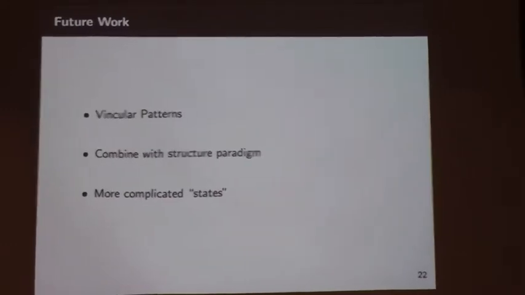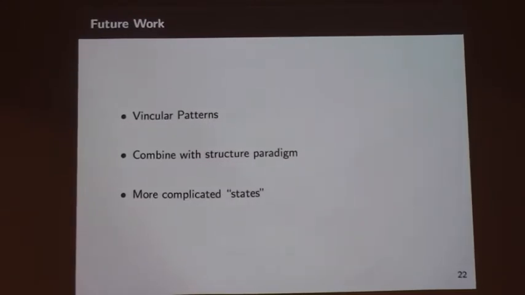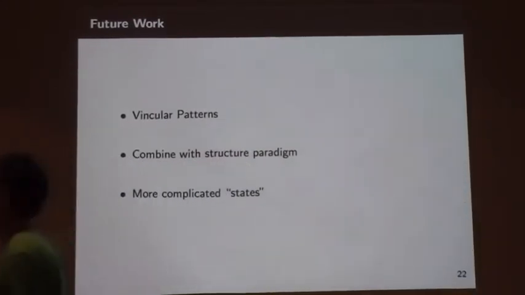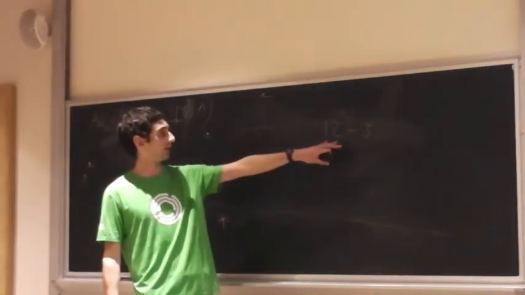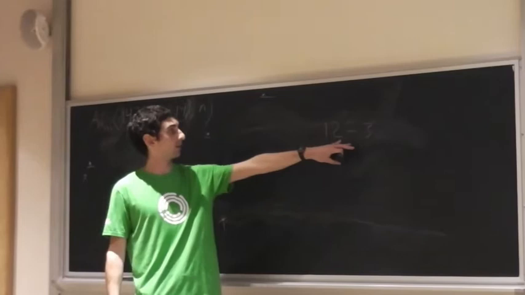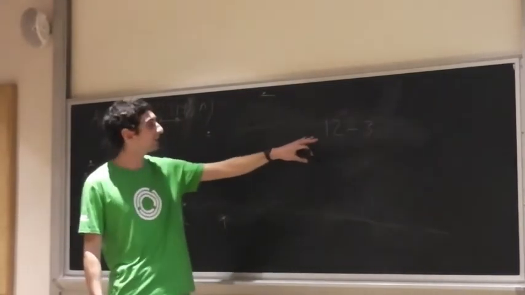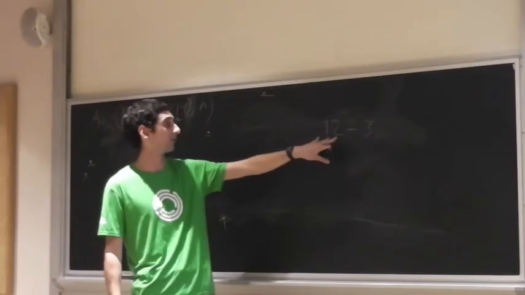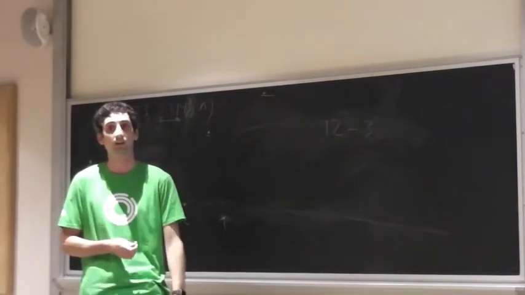So, future things that you can work on. One thing is called vincular patterns, or dashed patterns. The idea behind a dashed pattern is that some of the elements in my pattern have to occur right next to each other. For instance, to contain the vincular pattern 1, 2-3, is like having to contain the classical pattern 1, 2, 3, except the 1 and the 2 have to occur right next to each other.